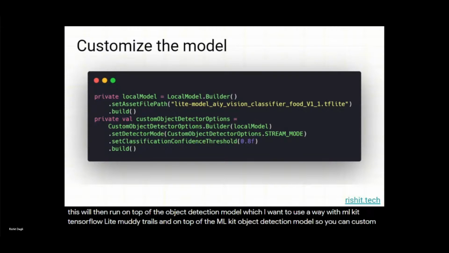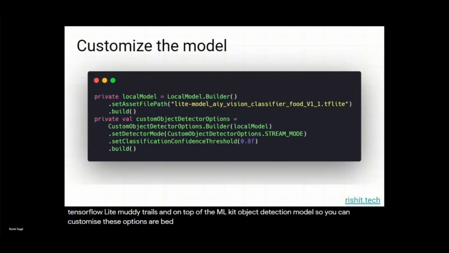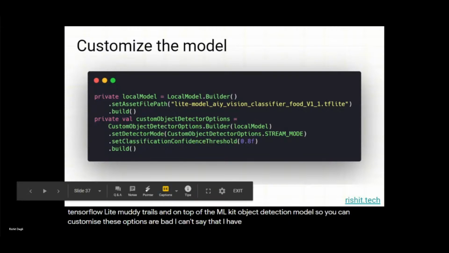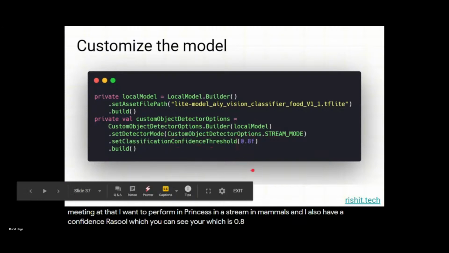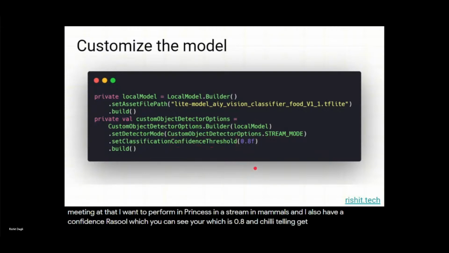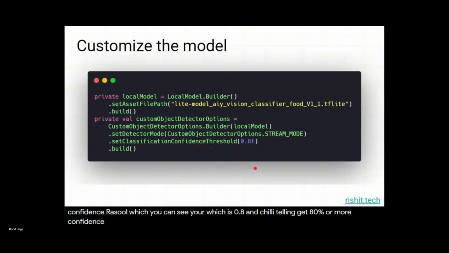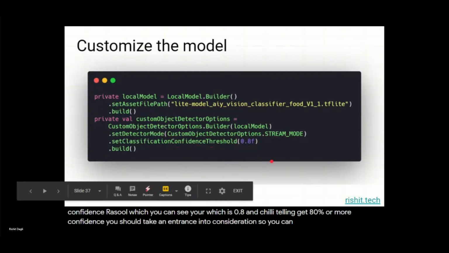So you can customize these options a bit. You can see over here that I have the stream mode enabled, which is me telling it that I want to perform inferences in a streaming manner. And I also have a confidence threshold, which you can see over here, which is 0.8. So essentially telling it, if you have 80% or more confidence, then only you should take an inference into consideration. So you can try customizing these a bit.